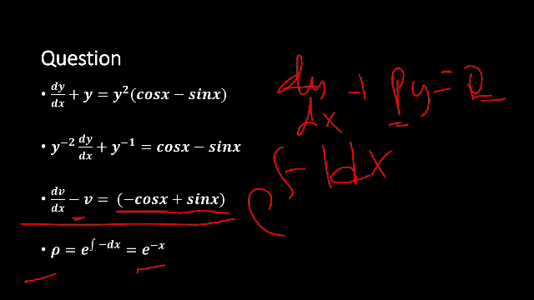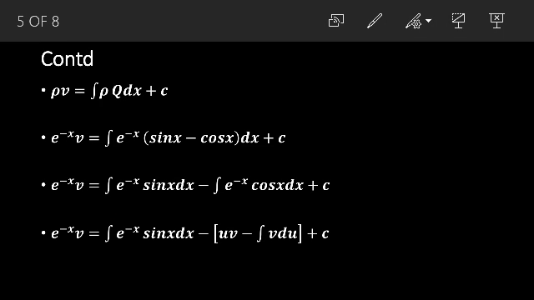Now that leads us to the solution to a first order linear equation, where rho v is equal to integral of rho q dx plus c. Your rho, the integrating factor, is exponential minus x here. Then you have v equal to integral of rho times q, which is sin x minus cos x, dx plus c. Now this looks a little more difficult to integrate, but it is not impossible. We can start by opening the bracket.